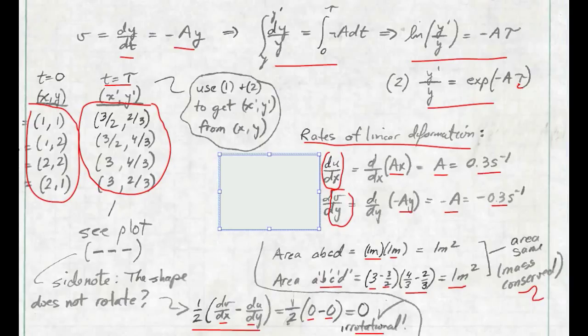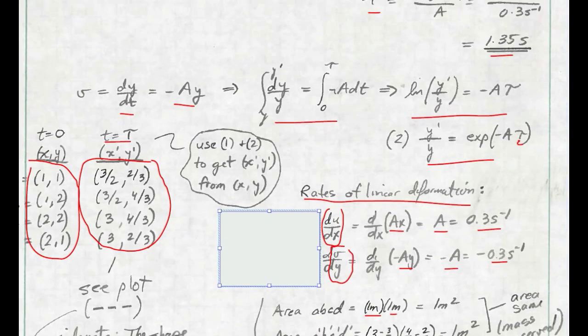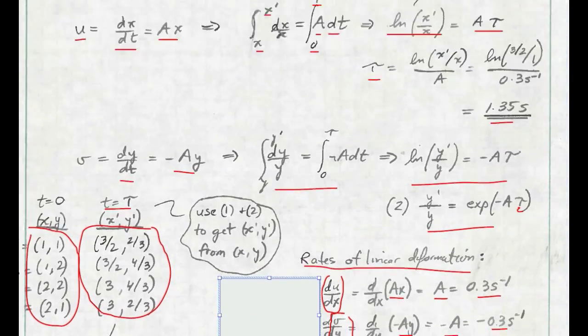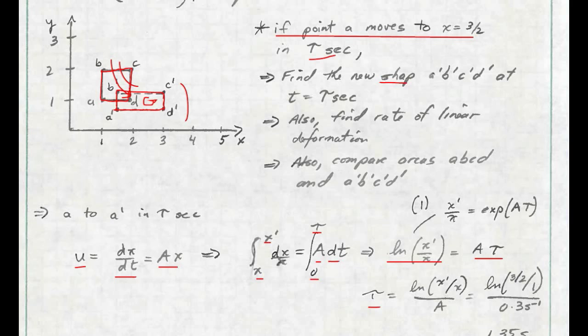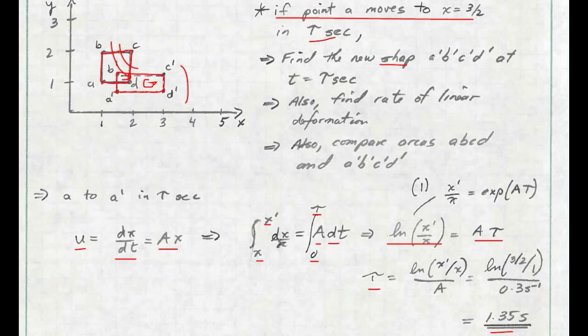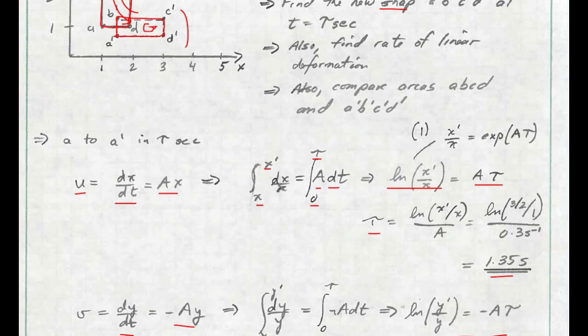And that makes sense because when we drew it, everything looked like it just translated around. There was no spinning of this object. In other words, it's just moving and being stretched or deformed. So that's part 1 of this problem.